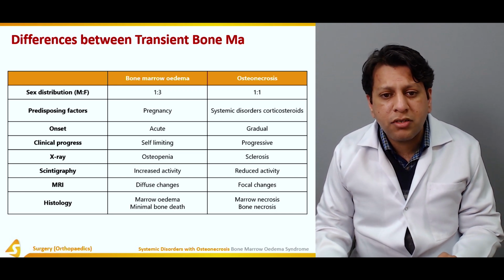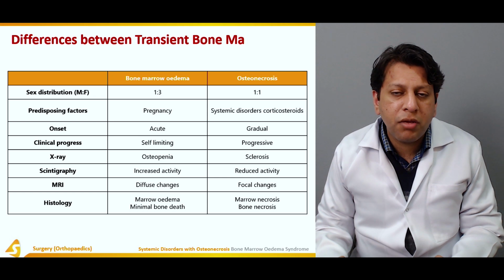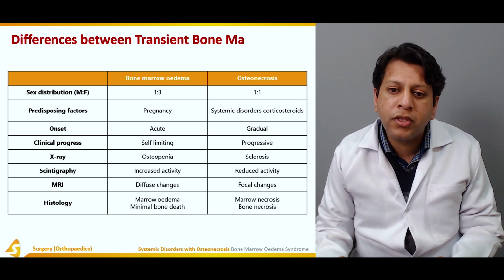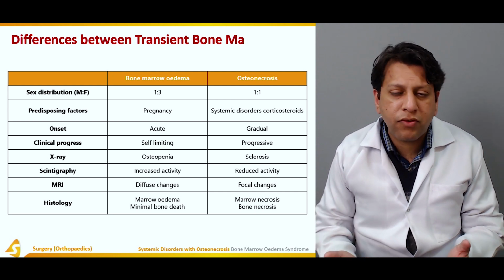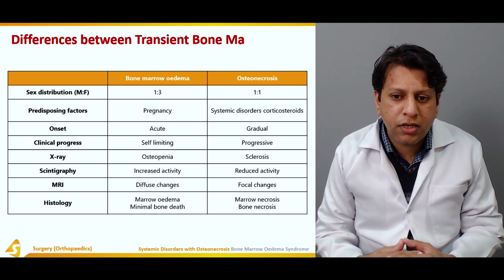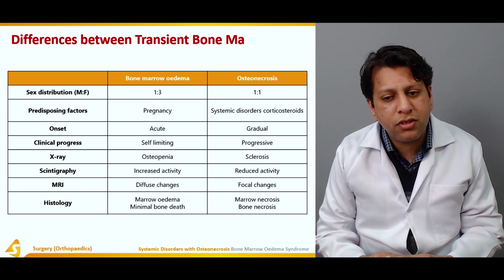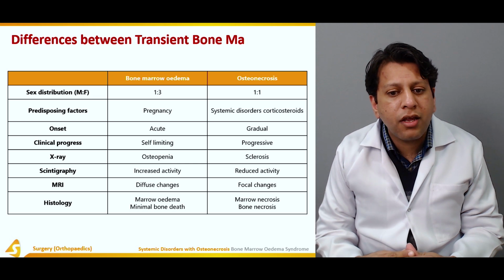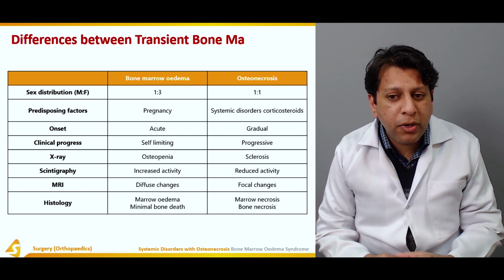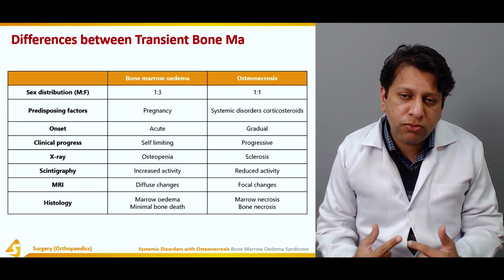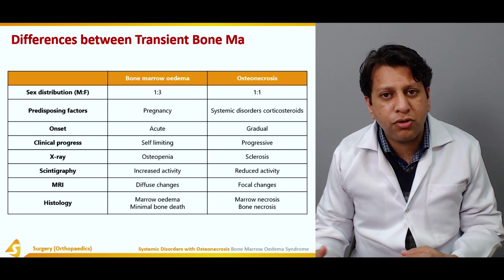There are very slight differences. In sex distribution, bone marrow edema is more common in females, especially in pregnant females. The predisposing factor is pregnancy, but why pregnancy is a predisposing factor to bone marrow edema, the cause is still unknown. Onset in case of edema is really acute, but in case of osteonecrosis, it's prolonged, a gradual onset. Clinically, edema is usually self-limiting. It may be severe enough to lead to necrosis, but osteonecrosis is progressive. Once the dice has been rolled, this process has started, which eventually leads to osteonecrosis.